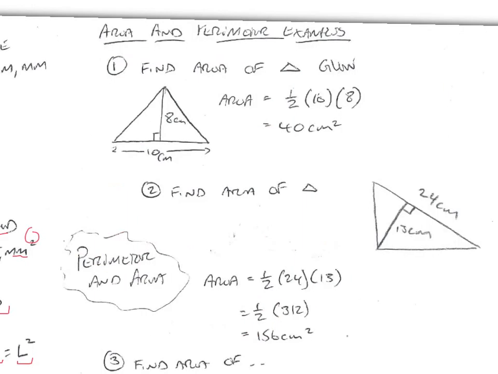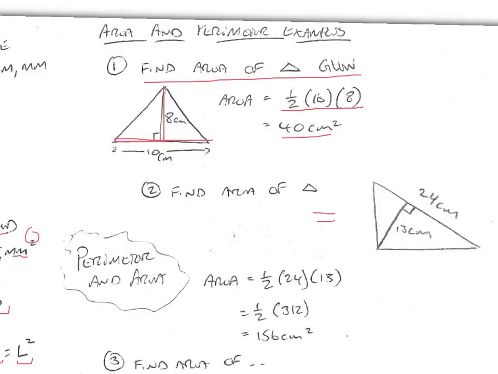So let's look at some area and perimeter examples. Find the area of the triangle given. Okay, so here's our triangle. It has a base of 10, a height of 8, which is perpendicular to the base. So the area is simply half times the 10 by the 8, 40 centimeters squared.